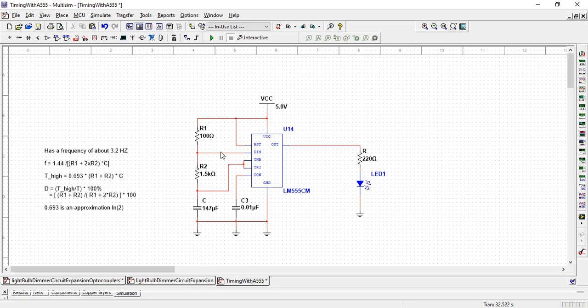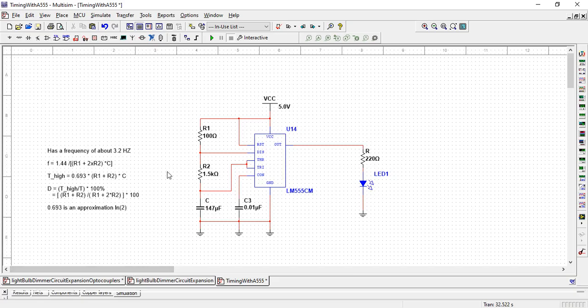RST, and this will be R1. Right, this will be R2, and this will be the capacitor here, and this will have a control. I mean, here you can just leave this floating. It's not recommended to leave it floating, but okay. We have our ground, and then we have our LED here, which will be used to demonstrate the oscillation.